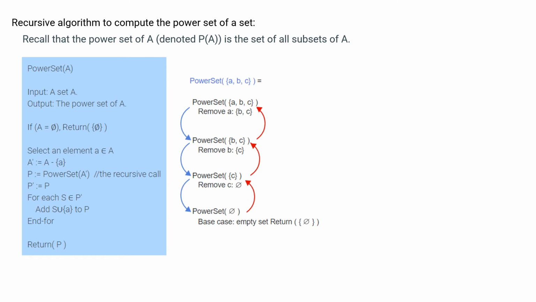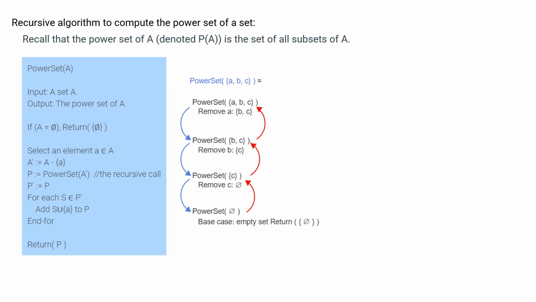So let's remove another element from BC. Let's remove the B. So we'll just now have C. Now we're going to call power set on our new set, which includes only that one element, C. Then we have to remove an element from there, and we get down to the empty set. So now we're finally at the very bottom, calling power set on the empty set.